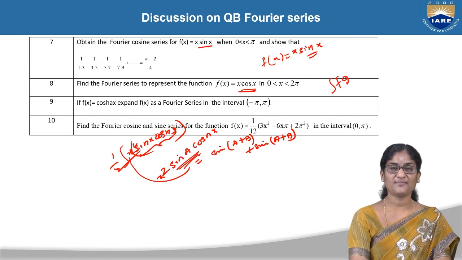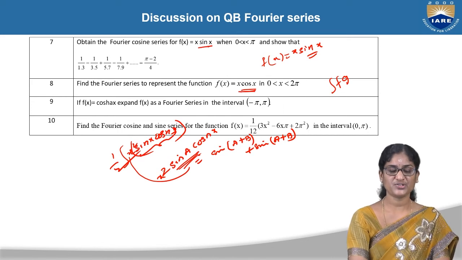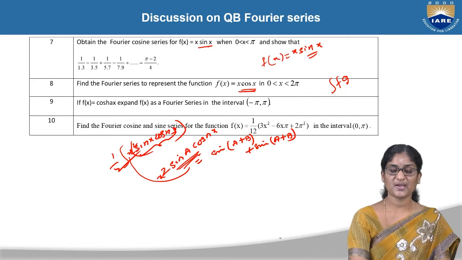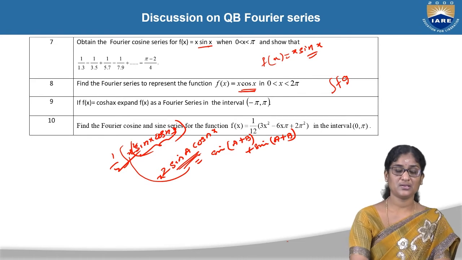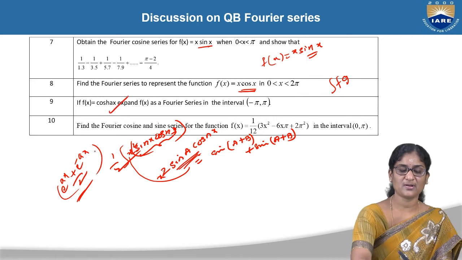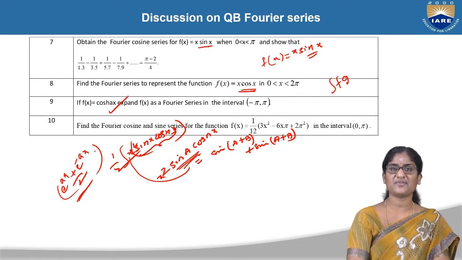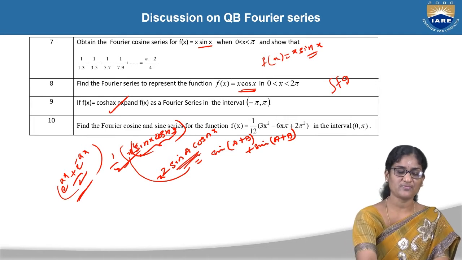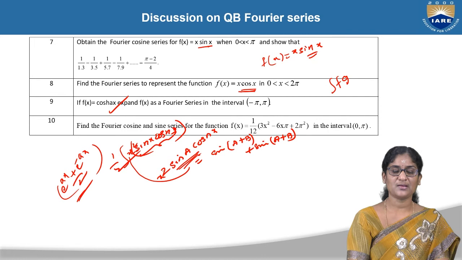Next, 9th question. If f of x is equal to cosh ax, expand f of x as a Fourier series in the interval minus pi to pi. So cosh ax, how to find it? You can write this as e power ax plus e power minus ax by 2 and split it up into two parts, and easily we can do this for one. Otherwise, directly also we can find cosh ax, but directly it becomes complicated. It is better to write in this form, and better we can find the Fourier series.